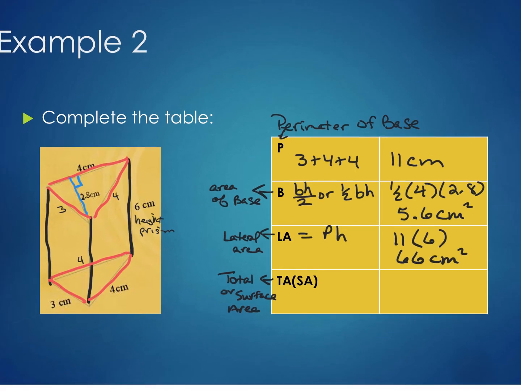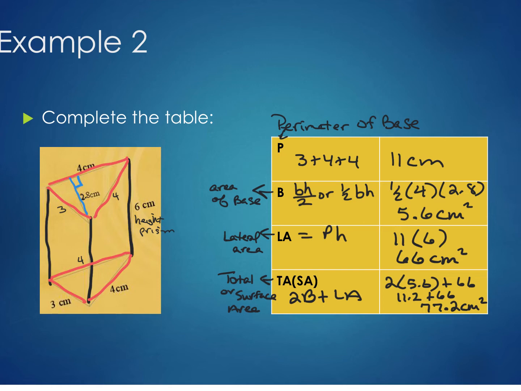For the total area or surface area, remember you have two bases, two triangles, a triangle on the top and the bottom, and then the lateral area. So by filling in this chart, it gives us the answers ahead of time. So we would do 2 times 5.6 plus 66, 11.2 plus 66, 77.2 centimeters squared.